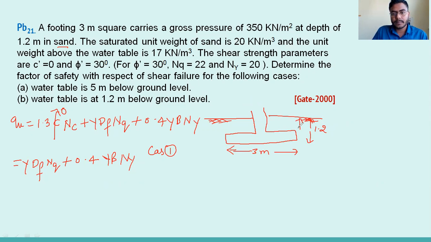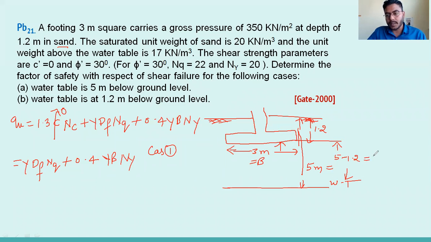Water level is up to a depth of 5 meter, somewhere here. This is the water table. So you can see this is the capital B, and from the bottom you can calculate 5 meter minus 1.2, what will come? It will come 3.8. So you can see this is the B and B is greater than capital B. It means when this condition is happening, there is no effect of water on the bearing capacity of soil. So we can calculate in this case.